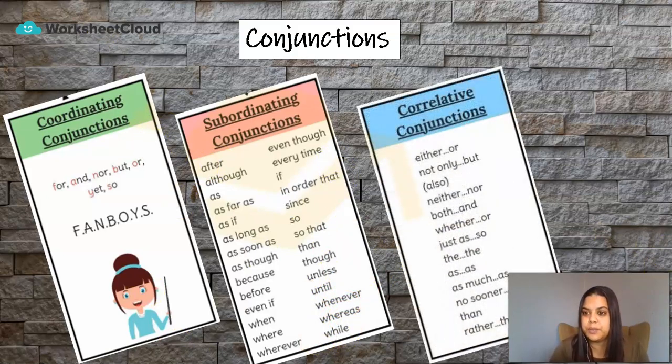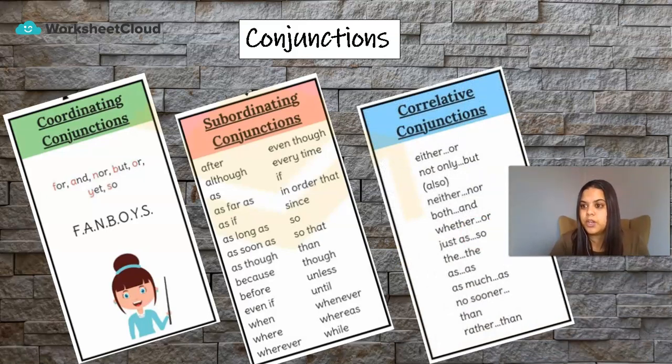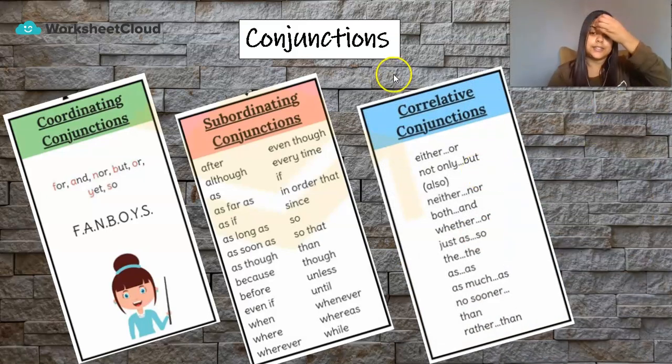And then the last one is correlative conjunctions, which actually refer to kind of a relationship between things, okay? And that is either or, not only but also, neither nor. So these are the conjunctions that kind of compare two things together or relate two things together, two sentences together.